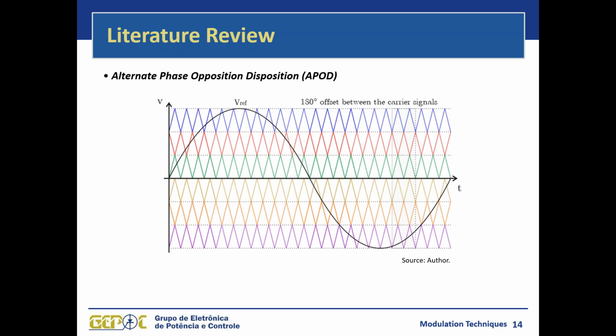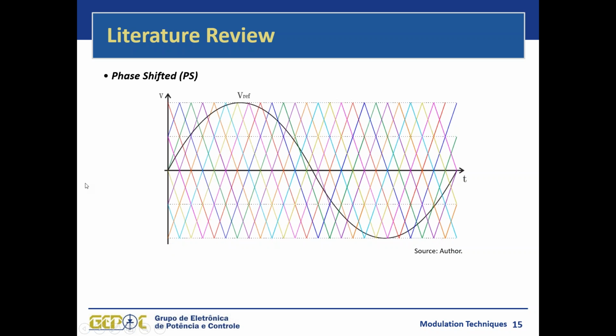Another strategy is the alternate phase opposition disposition, where we can see here that the carriers have a phase alternation, 180 degrees offset between 2 consecutive carriers. So you can see that the blue and the red carriers are 180 degrees phase shifted from one another. And we can see here also the red and the green. And the same thing happens for the negative carriers. So this is the alternate phase opposition disposition.